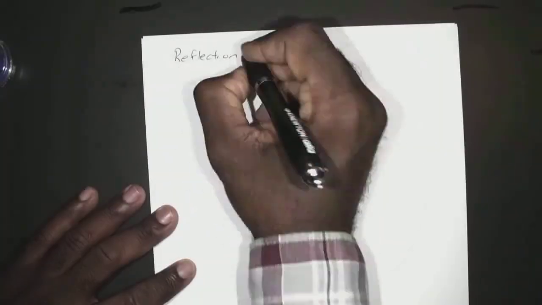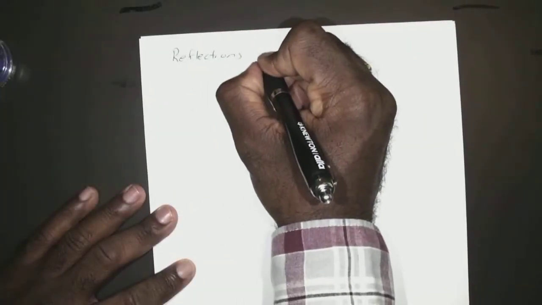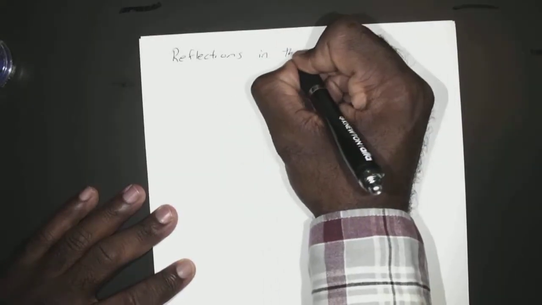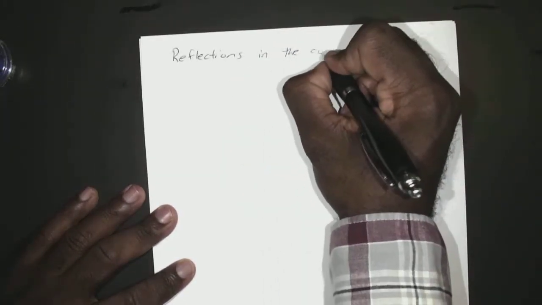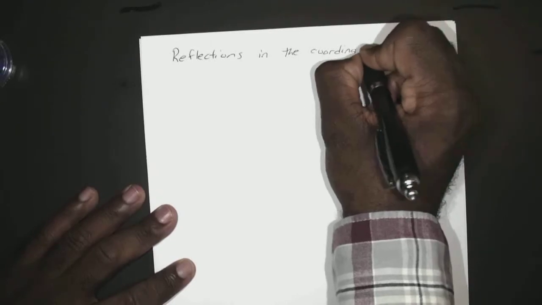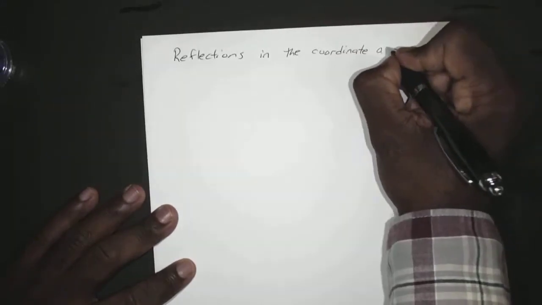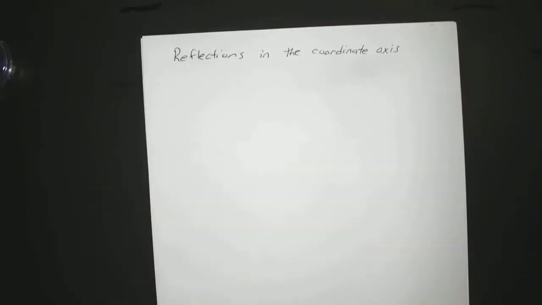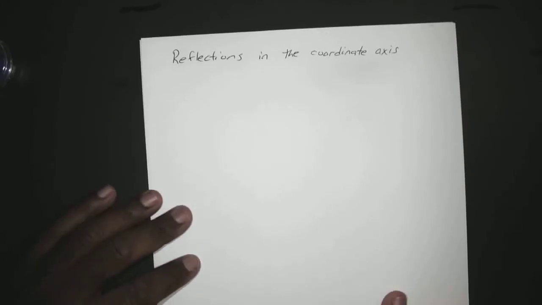Now we're going to look at reflections in the coordinate axis. Okay. And all that means is that if you see a negative in front of it, it just flips. It flips across the x-axis.